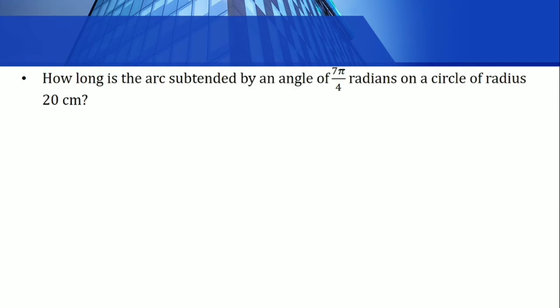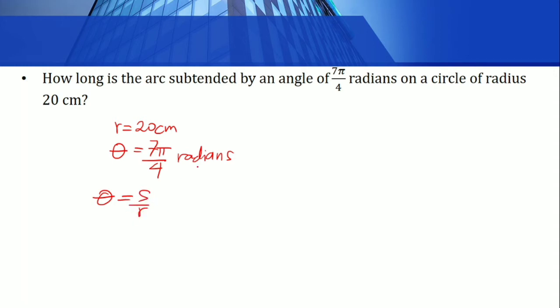So, next example. How long is the arc subtended by an angle 7 pi over 4 radians on a circle of radius 20 cm? Meron tayong radius, that is 20 cm. And yung angle natin na naka-radians, that is 7 pi over 4 radians. Sabi natin, meron tayong formula which is theta is equal to S over R.